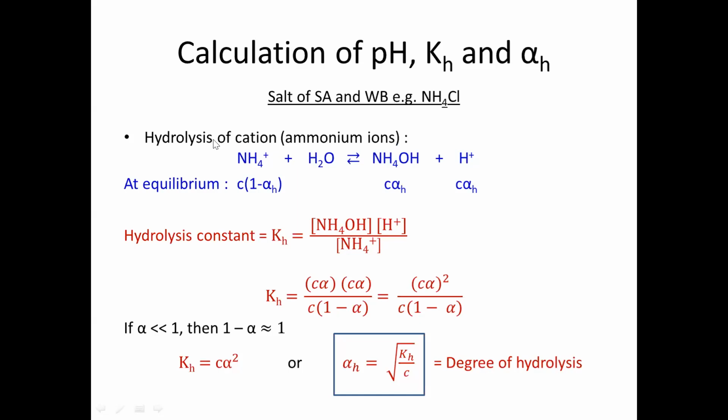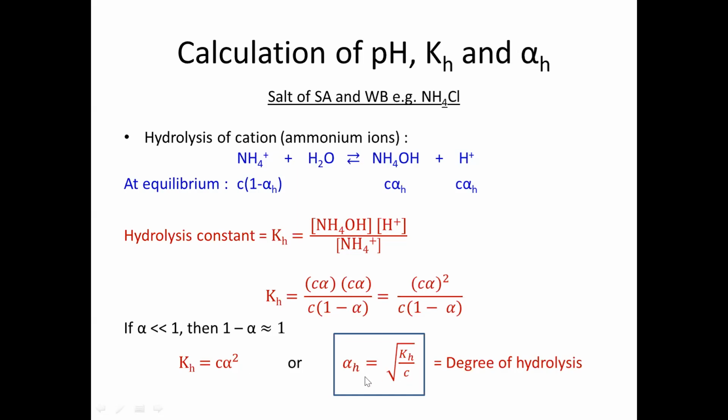So we will consider only the hydrolysis of ammonium ions, that is the cation, and we write the equilibrium concentration of these ions here, and we also write the expression for hydrolysis constant by using our formula of the concentration of the products over the concentration of the reactants. And substituting the values of these concentrations, we get Kh equals C alpha square upon 1 minus alpha. And by assuming that alpha is very, very small as compared to 1, we simplify our expression as Kh equals C alpha square.